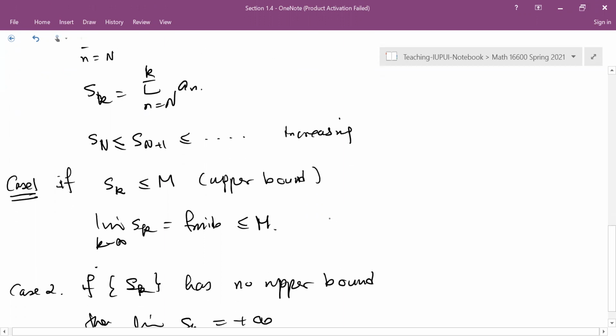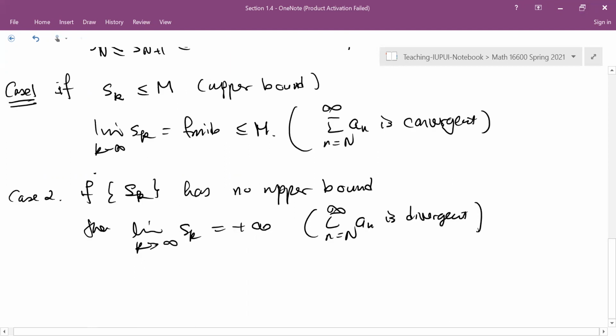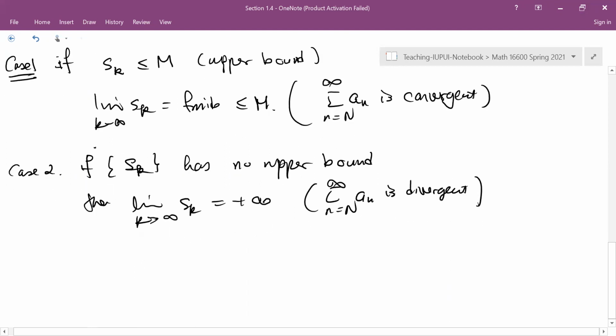So this implies this series is convergent, and here this series is divergent. So the question is, how do we check whether this is finite or infinity? To check that, we have the so-called comparison theorem. Sometimes the series itself is complicated, but we can simplify. So this is the comparison test.